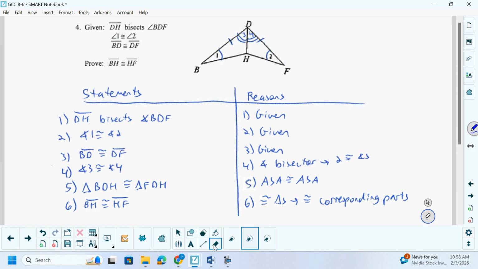We have a side in between two angles, so ASA. Your B and your F should be in the same spot, the D is in the same spot, and the H is in the same spot. And then we finish with congruent triangles implies congruent corresponding parts.